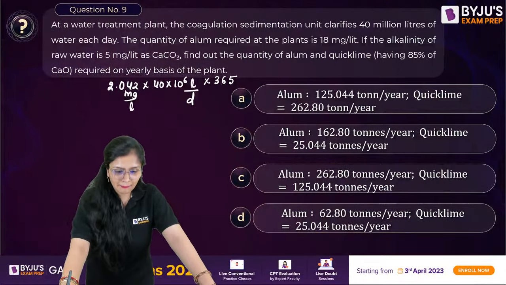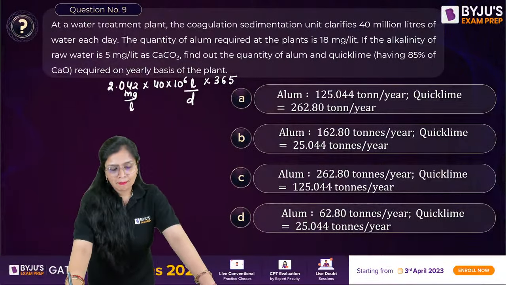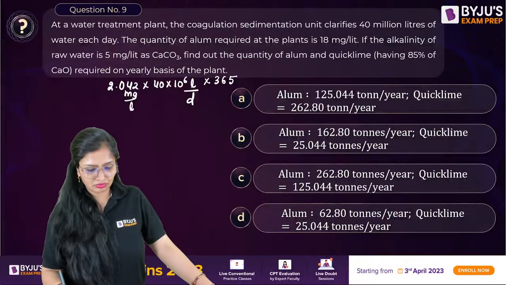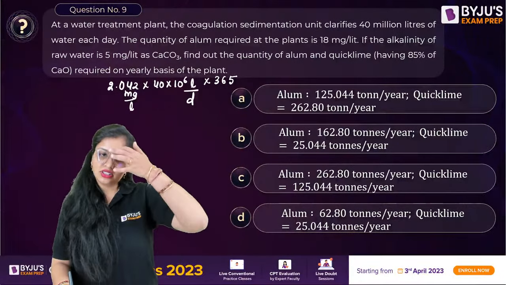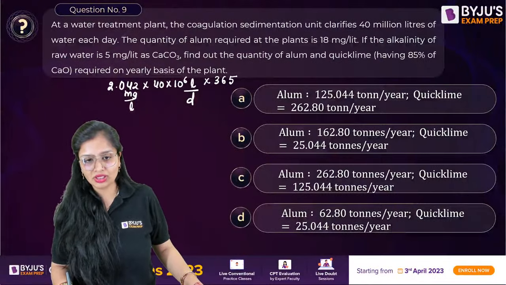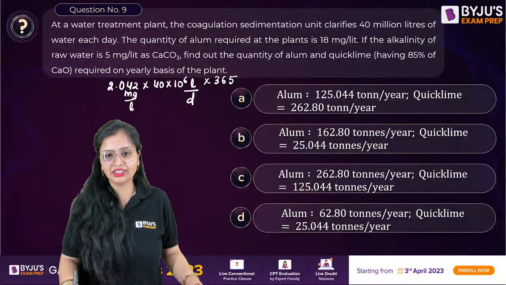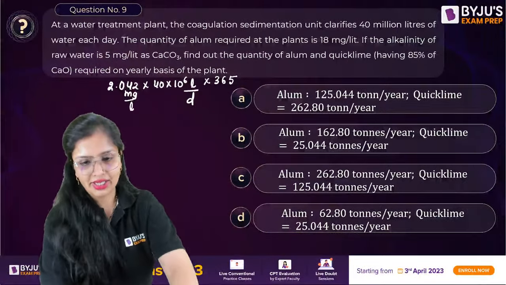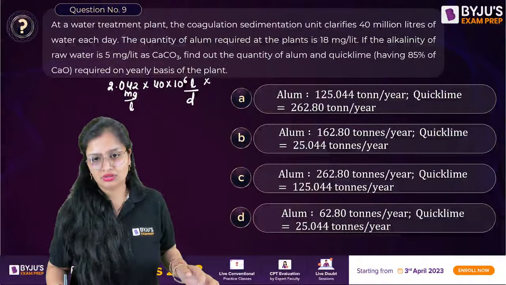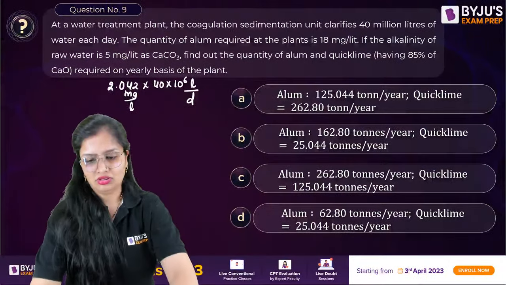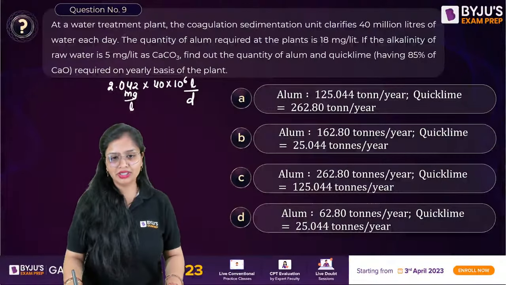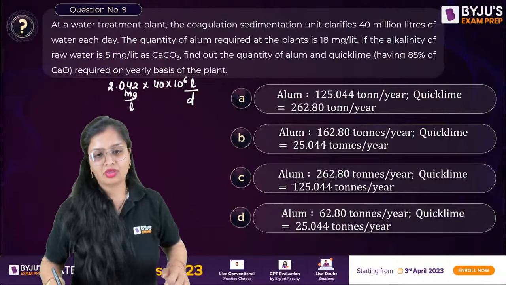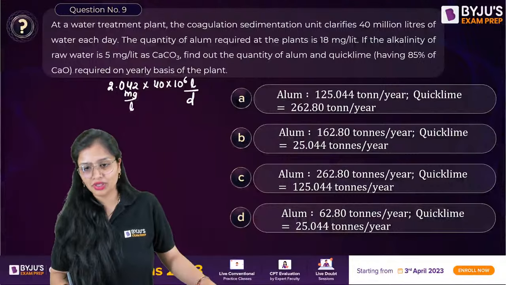What else? What else you will do? 2.042 you will do it. This much is required. This will give you the answer in how much? Firstly, let us calculate in kg per day, or you want to calculate directly. This is mg per liter. 2.042 mg per liter of quicklime is required.